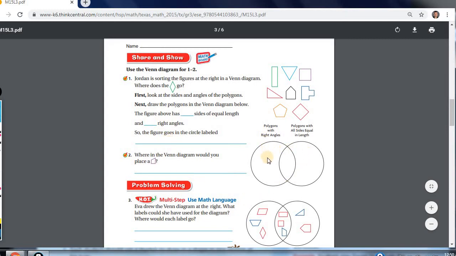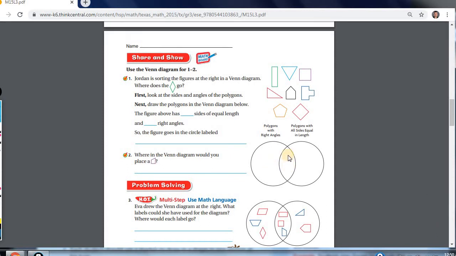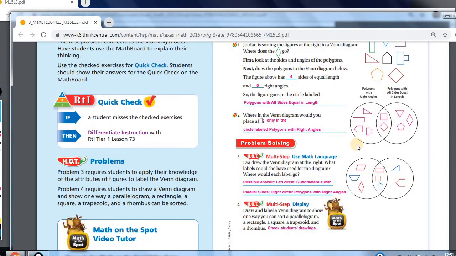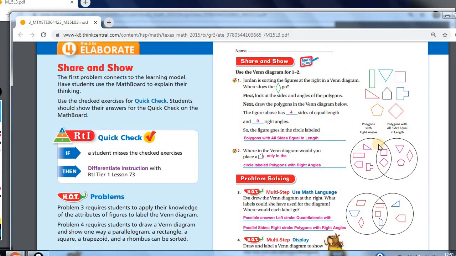Well, this is polygons with right angles. This is also polygons with right angles, but also polygons with all sides of equal length. But since this one does not have a right angle, this rhombus would go here. And your circle would look like this. These are all the polygons with right angles, and these are all the polygons with all sides of equal length.